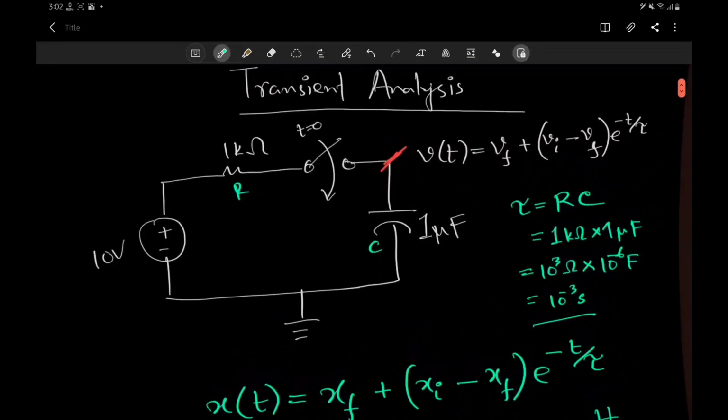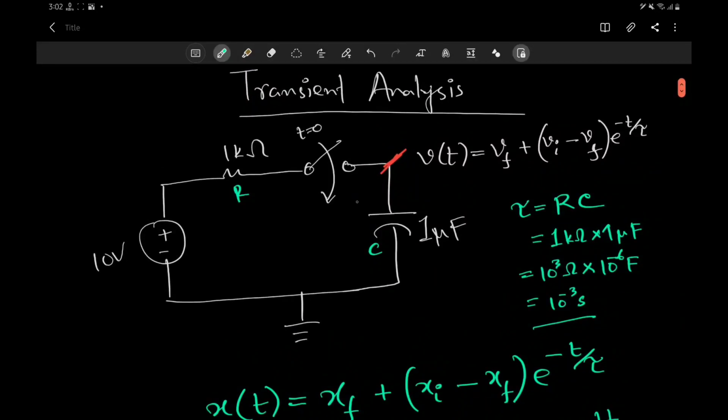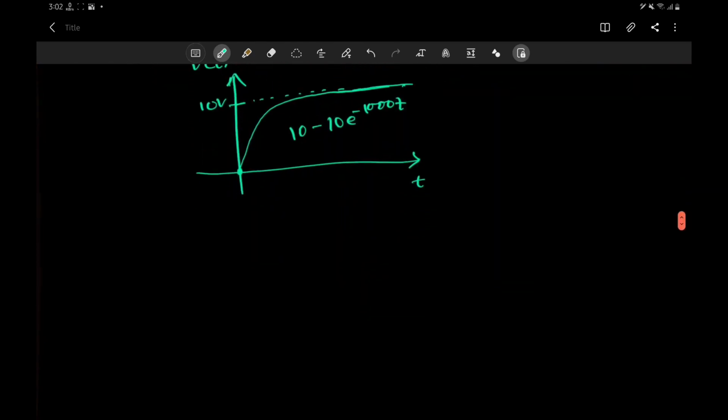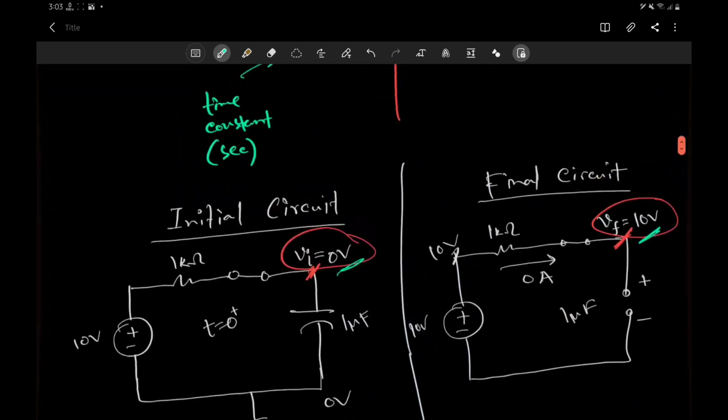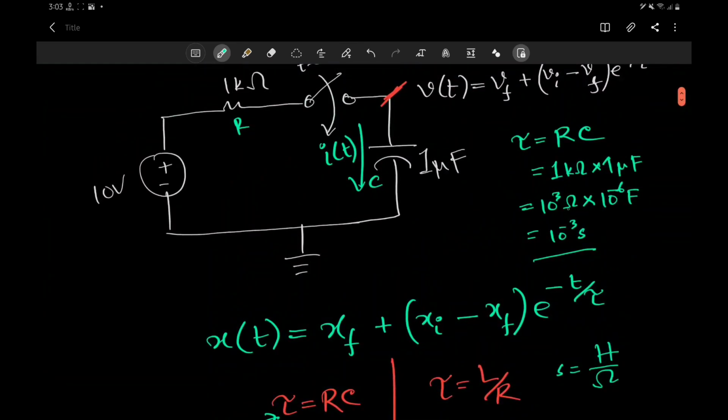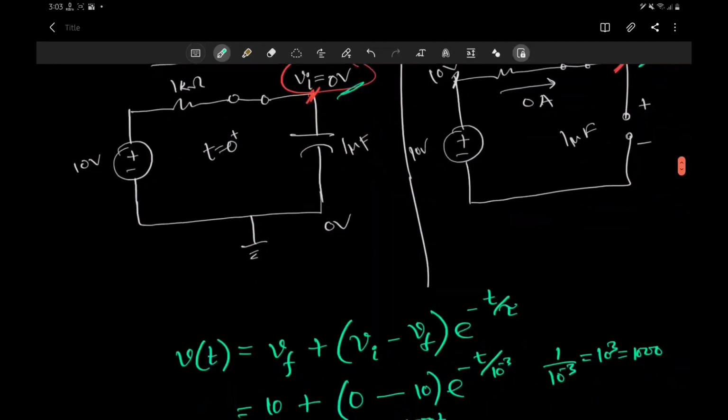Now for example, let's see another thing. Maybe we ask what's the current through this capacitor, so what's the value of i of t? Well, the equation will be exactly like that: final current plus initial current Ii minus final current, times e to the power minus t by tau. For this circuit we have already seen that tau is 10 to the power minus 3, so nothing new there.